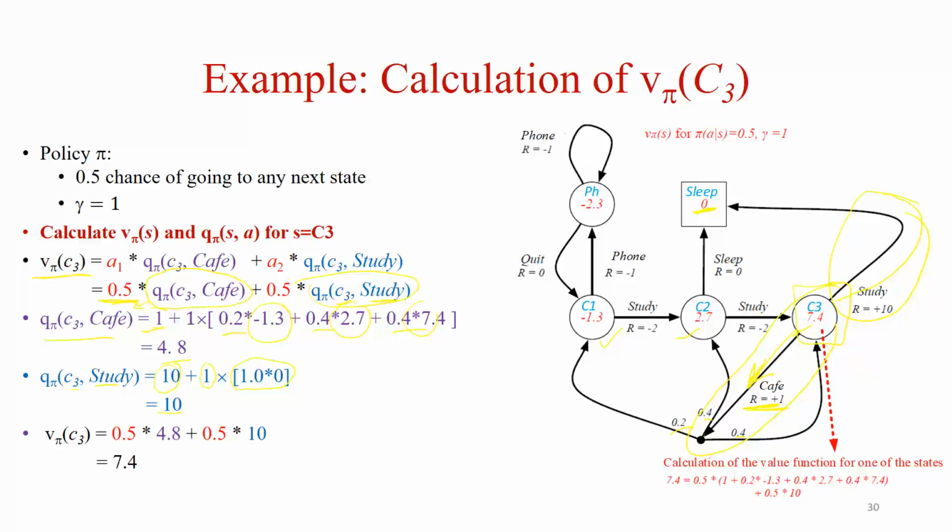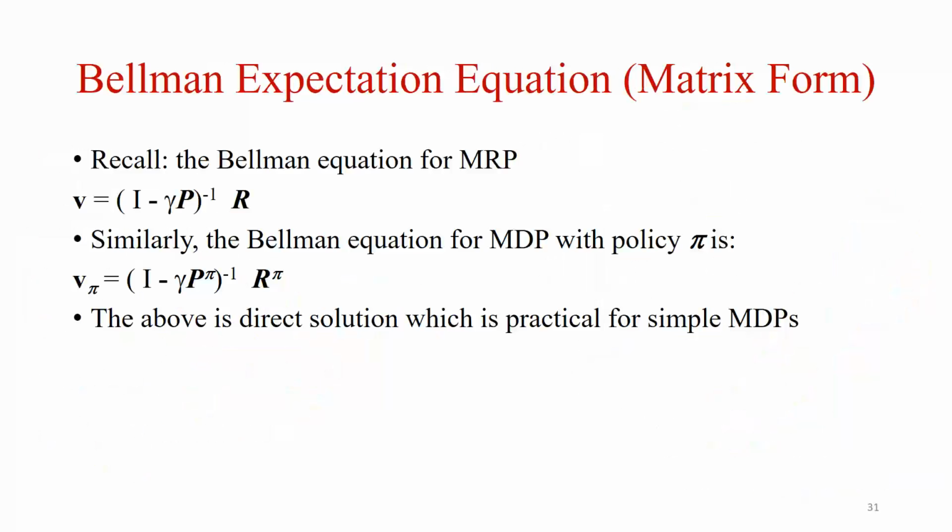Now I can plug in all these intermediate values of the action values that I found, and I can say that the state value for C3 is 7.4. This is given a policy of 0.5 and an action value of 1. Bellman equations simplify things a lot, and this is the solution for it. Given a certain policy, I can solve the Bellman equation.